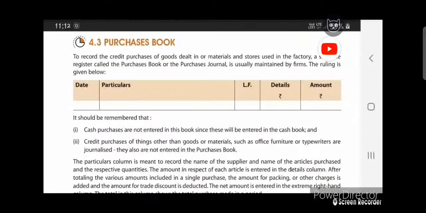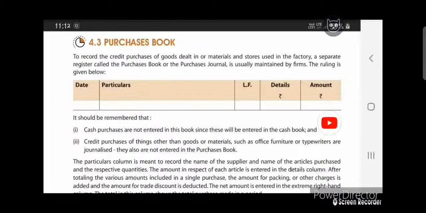Now first is the purchases book. To record the credit purchase of goods dealt in, or materials and stores used in the factories, a separate register called the purchase book or the purchase journal is usually maintained by big firms. They use it and maintain it.